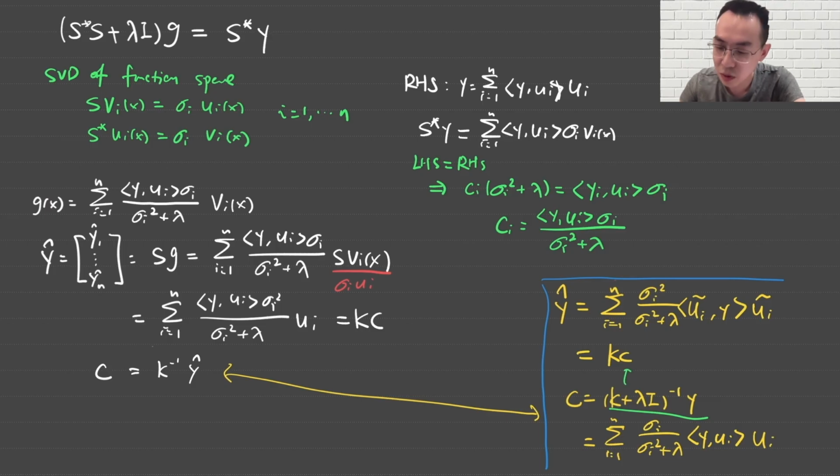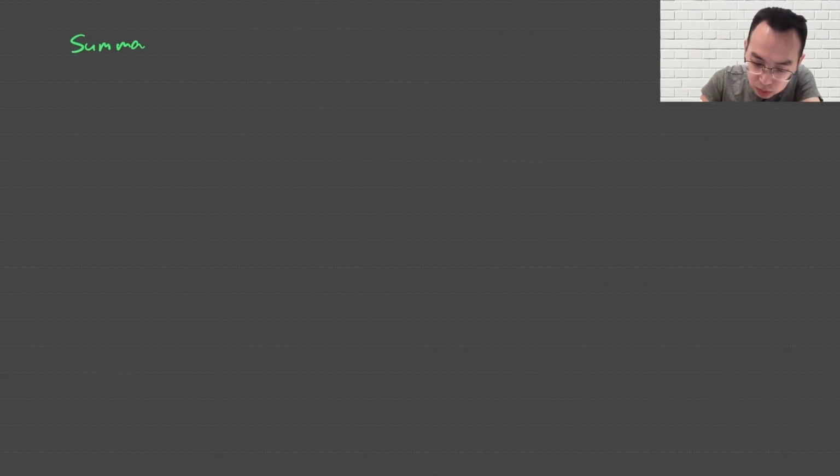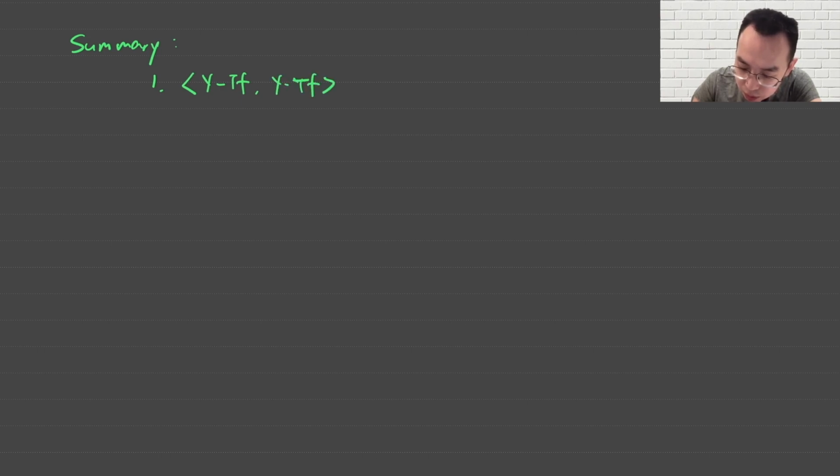Let's do a summary of this. For the summary, remember that the first step we did is that we wrote down this regression problem in terms of the inner product and the operators: y minus Tf, the norm on Rn, plus lambda times the norm of L operating on f, in L2 space. So that is the problem setup we did.